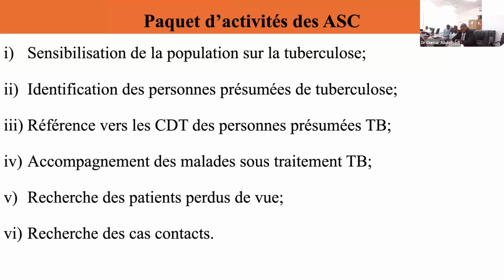So we had activity packages for community health workers that were put in place. We raised awareness about tuberculosis. We identified people suspected of having tuberculosis. We referred people suspected of having TB to TB treatment centers. We supported patients undergoing TB treatment. We searched for patients who had been lost to follow-up, and we had contact tracing of people who were confirmed TB. Next slide.